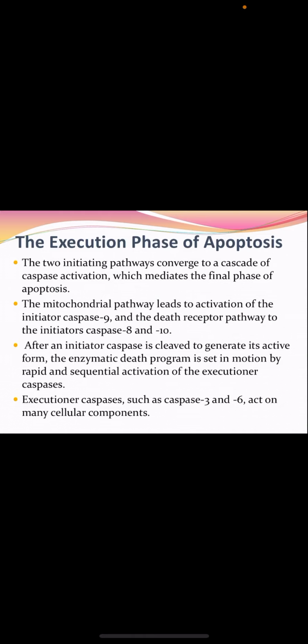The mitochondrial pathway leads to activation of initiator caspase 9, and the death receptor pathway activates initiator caspases 8 and 10. After the initiator caspase is cleaved to generate its active form, the enzymatic death program is set in motion by rapid and sequential activation of executioner caspases. Executioner caspases such as 3 and 6 act on cellular components.